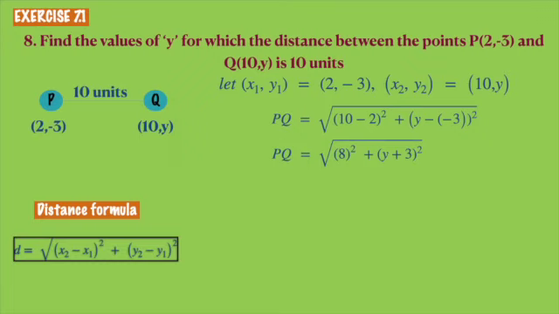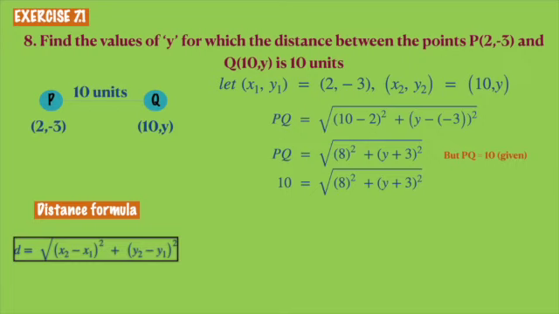But here the length of PQ is given in the problem. Length of PQ is equal to what? That is the distance. Distance is given as 10 units. PQ is equal to 10 units, that is given in the problem. Therefore, I am going to substitute the value of PQ, that is 10, in the next step. The next step is, 10 is equal to root of 8 square plus (y plus 3) whole square. Inside the root, everything is intact. I have not changed anything. In the place of PQ, I have written 10, the distance between the two points.